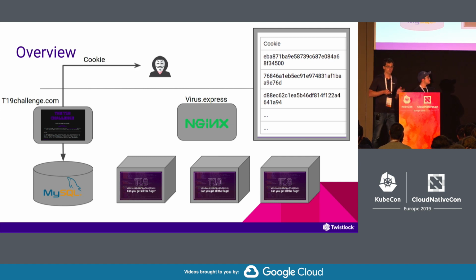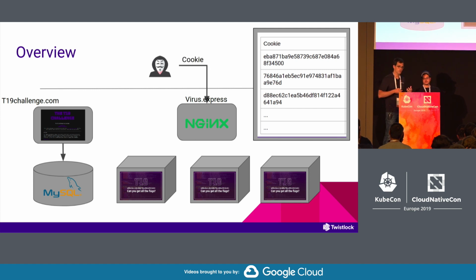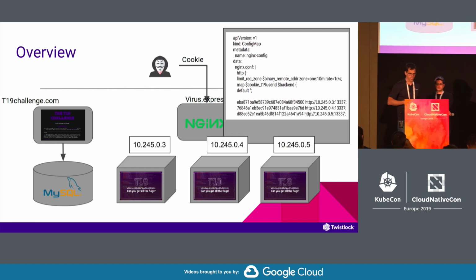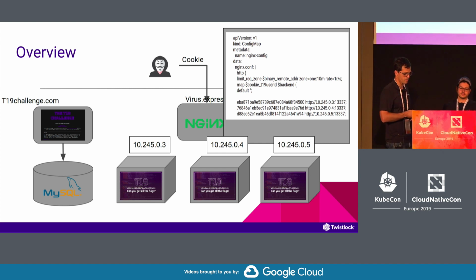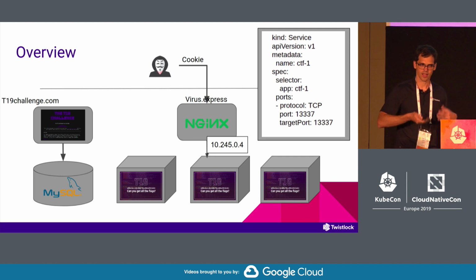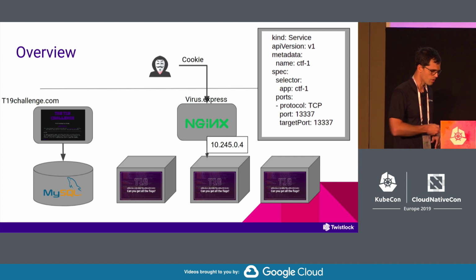Then the user needs to go to another portal, which Ariel showed you, the Virus Express, where he manually enters the cookie. This goes to an Nginx instance, which is a simple Nginx installed on our Kubernetes cluster, and we have the following configuration that maps each cookie the user receives to a local cluster IP of a service, a regular Kubernetes service. We have 3 services here. Each of those has a specific IP. And then the user just gets redirected to one of the instances. And we're done, right?